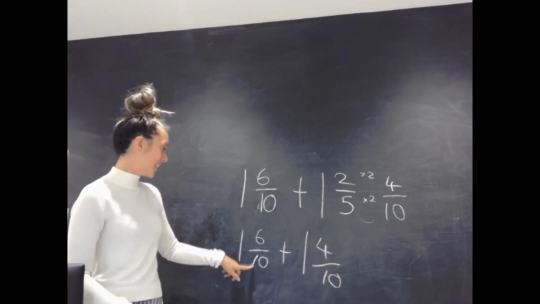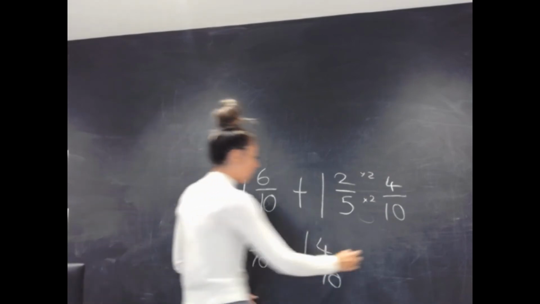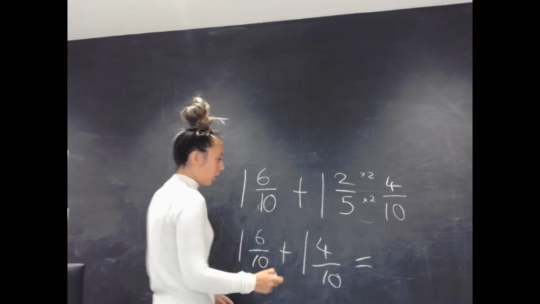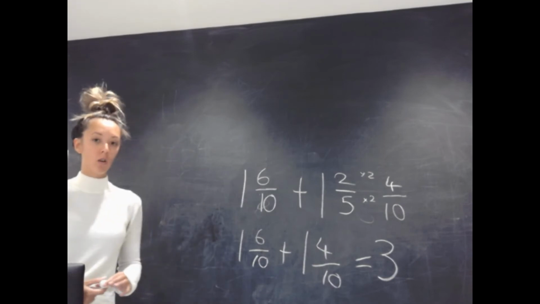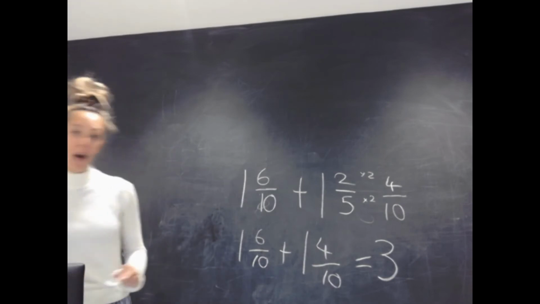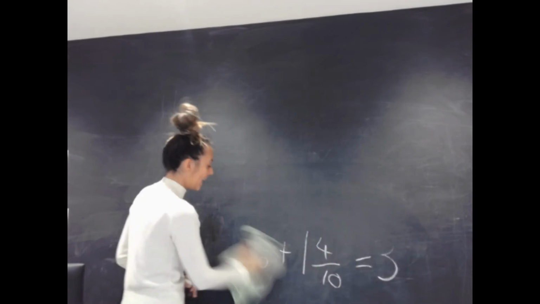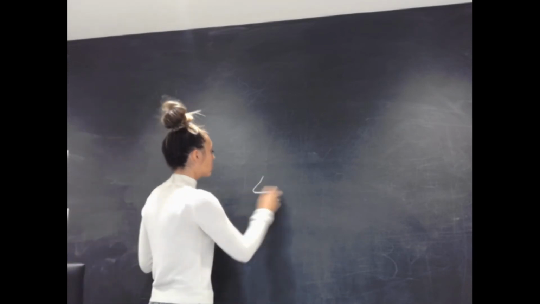So 6 tenths add 4 tenths is 10 tenths, which I know is a whole. So I've got 1 whole, add 2 more wholes, so the answer would be 3 whole ones altogether. Okay? I hope that makes that a little bit more easy to try and answer some of those questions if you struggle with those.